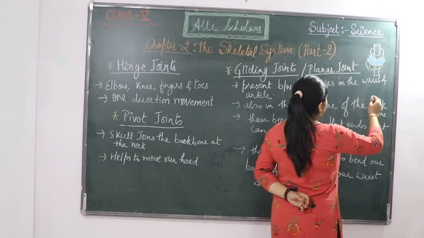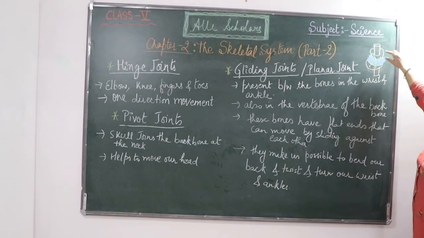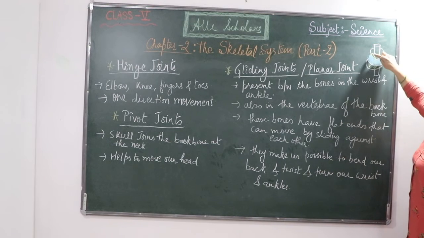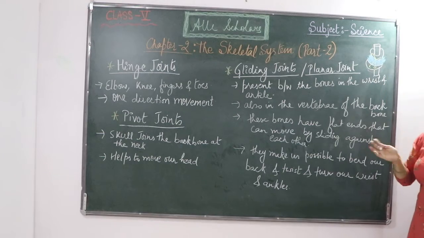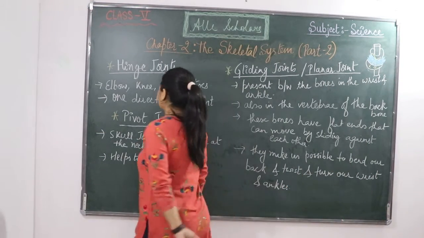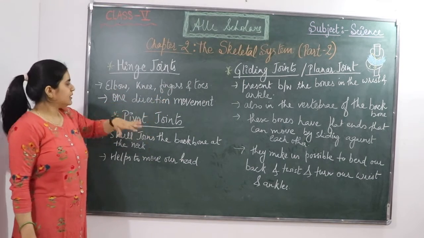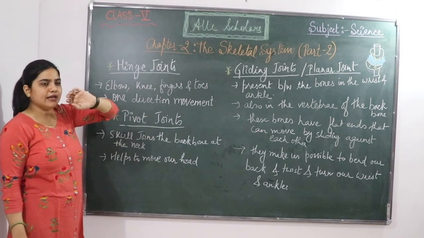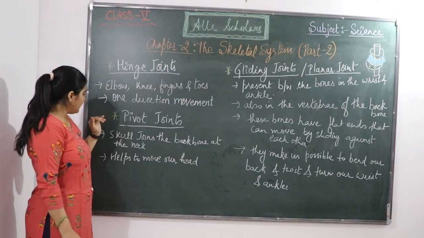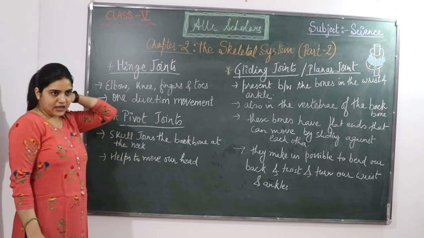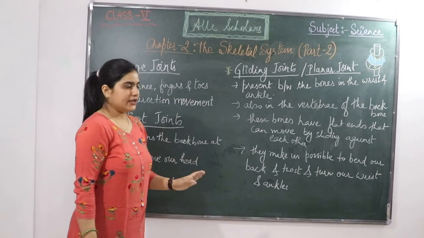So here you can see, as I have told you, it is present between the bones of the wrist and the ankle. It can move downward, upward, sideward, backward, in all the directions. Hinge joint is the joint of the elbow, knee, fingers and toes. Its main feature is that it bends only in one direction. In the pivot joint, the skull joins with our neck. It helps our head to move in any direction.